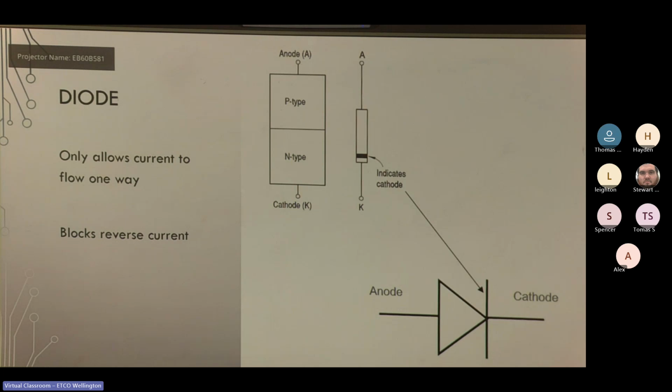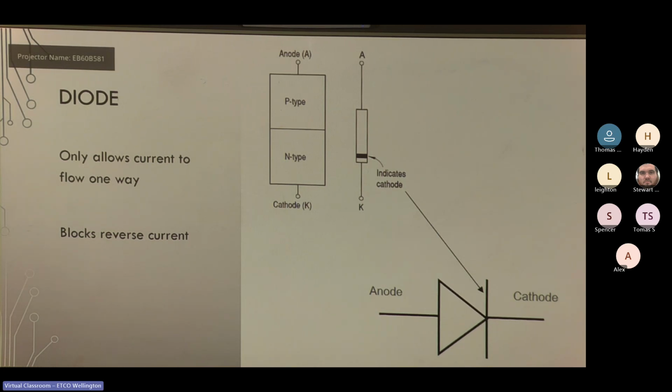So when forward biased, there is a narrow depletion layer which allows current to flow. This depletion layer causes a small volt drop. All diodes have a volt drop across them when conducting, usually around 0.6 volts. And then when reverse biased, the depletion layer is widened, blocking the flow of current. So a small leakage current of a few microamps may flow.